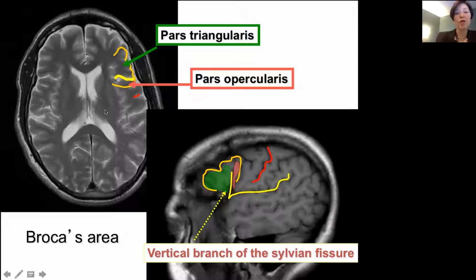And then the only thing you have to do is go to the mid portion of the lateral ventricle and find this sulcus, which is the vertical branch of the cerebral fissure. Broca's area is around this fissure.